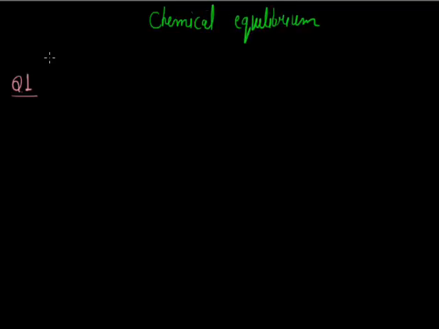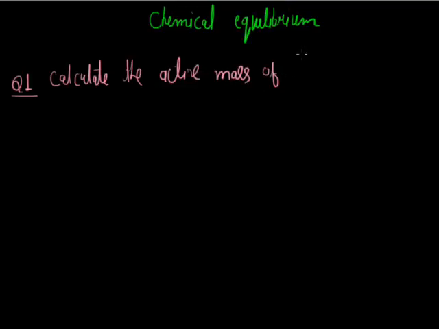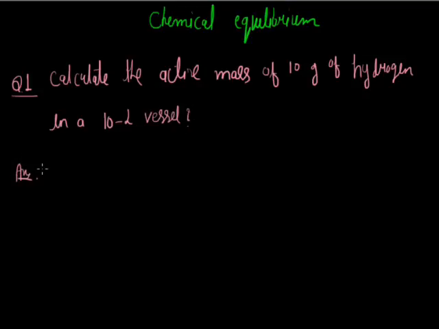Now the question is: calculate the active mass of 10 gram of hydrogen in a 10-liter vessel. Here the meaning of active mass is concentration taken in moles per liter. It means calculate the concentration of hydrogen in moles per liter. Moles per liter means molar concentration.